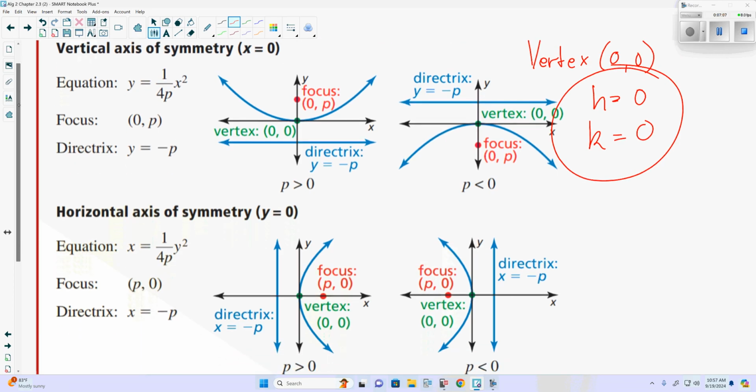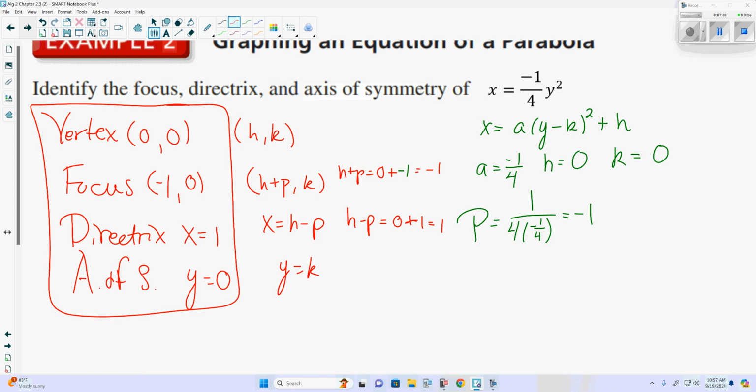And that's really how we got most of this here. Focus 0 comma p. Because our h plus p is really 0 plus p, giving us just p. Here, k minus p. 0 minus p, which is just negative p. So this here, all the forms are just with h and k already plugged in as 0. We're ready to look at another one.